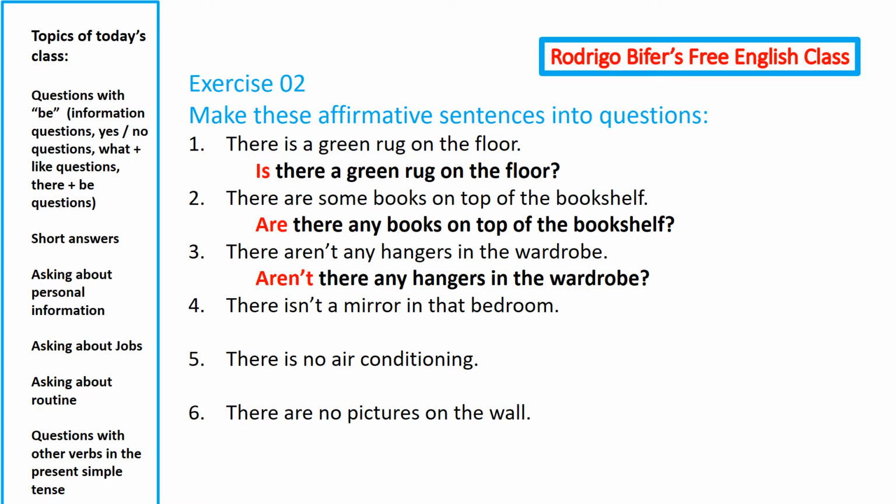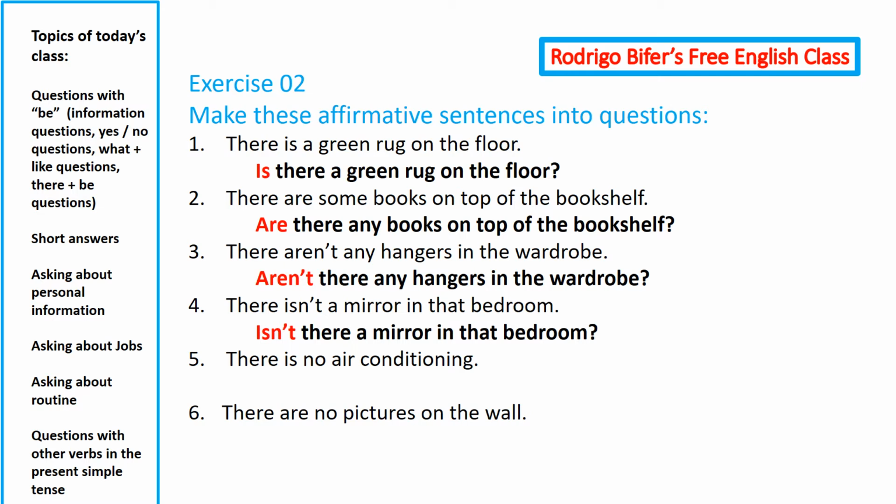And what about number 4? Number 4, there isn't a mirror in that bedroom. That's a negative sentence, okay? There isn't a mirror, so no mirror in the bedroom. And the equivalent question would be, isn't there a mirror in that bedroom? Okay. So again, a question in the negative, okay?